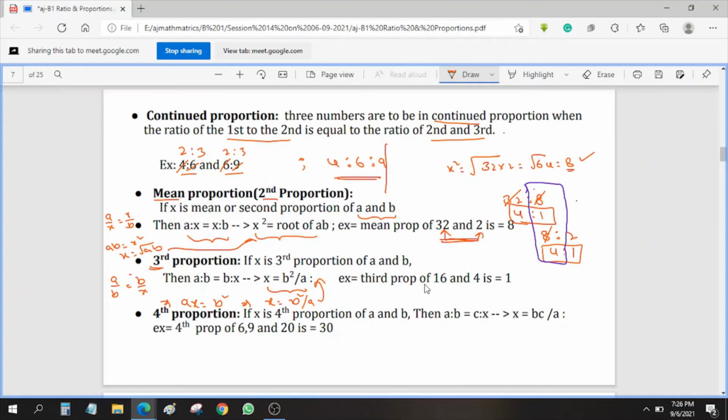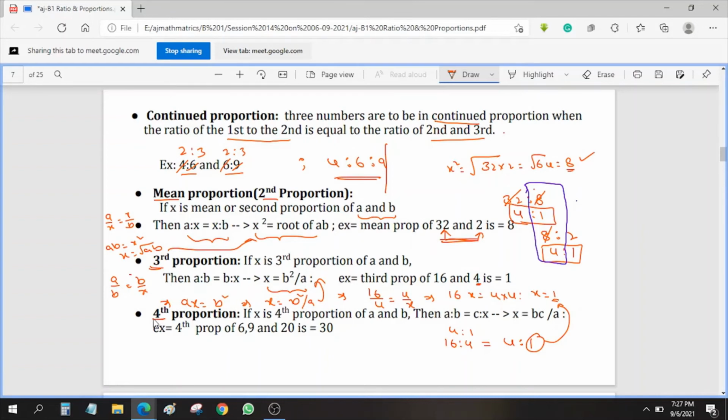Now an example of the third proportion: if they want the third proportion of 16 and 4, how do we find it? So 16 by 4 equals 4 by x. We need to find x. 16x equals 4 into 4. So the x value is 1. Now again, where do we practically find it? Simple. 16 is to 4, the ratio is 4 is to 1. Again 4 is given here, which is the second value, 4 is to 1. This is the one we are getting here. So simply you can use the formulas to find it.